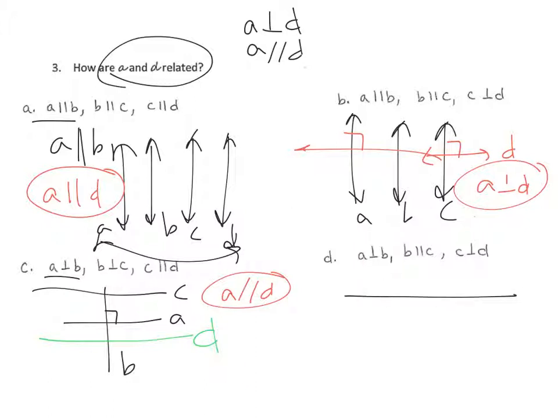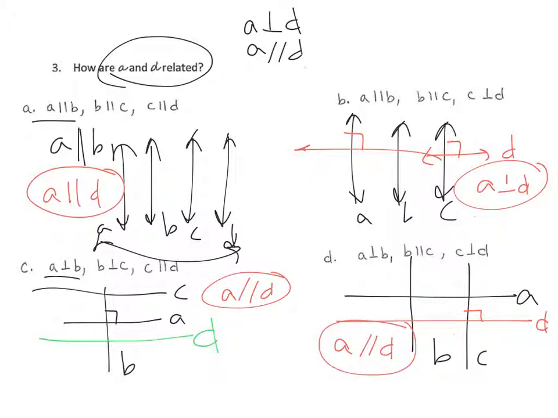A is perpendicular to B. B is parallel to C. C is perpendicular to D. So the relationship between A and D is A is parallel to D. So much easier to draw them out.